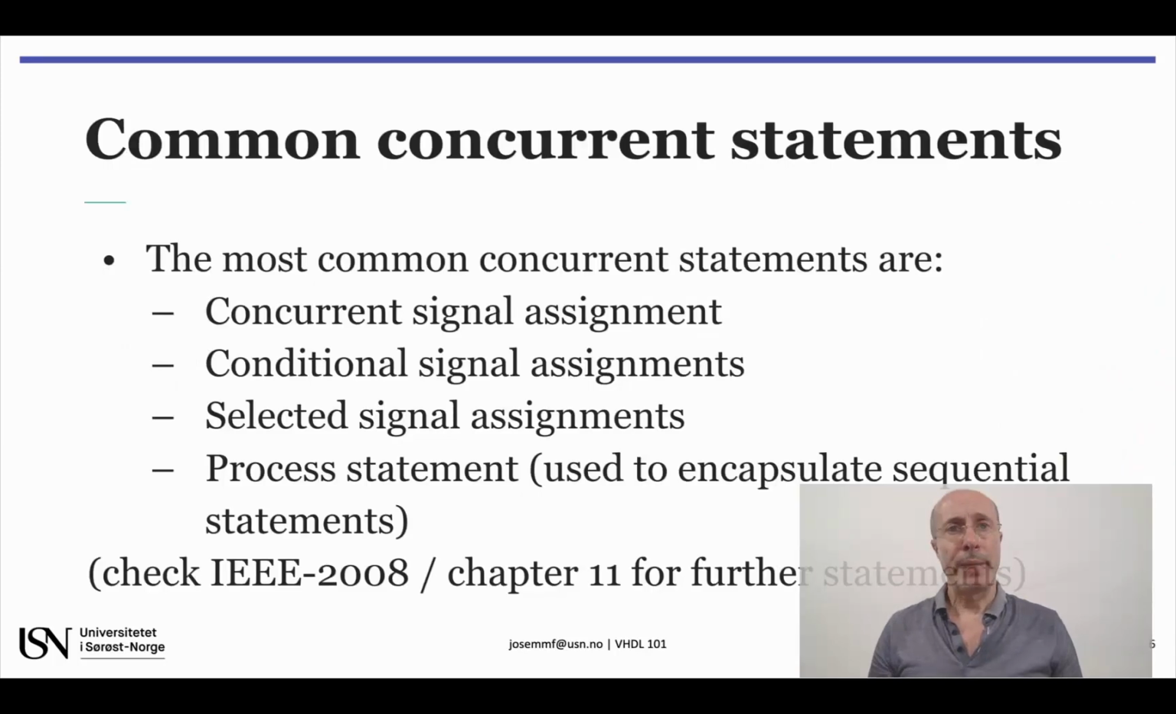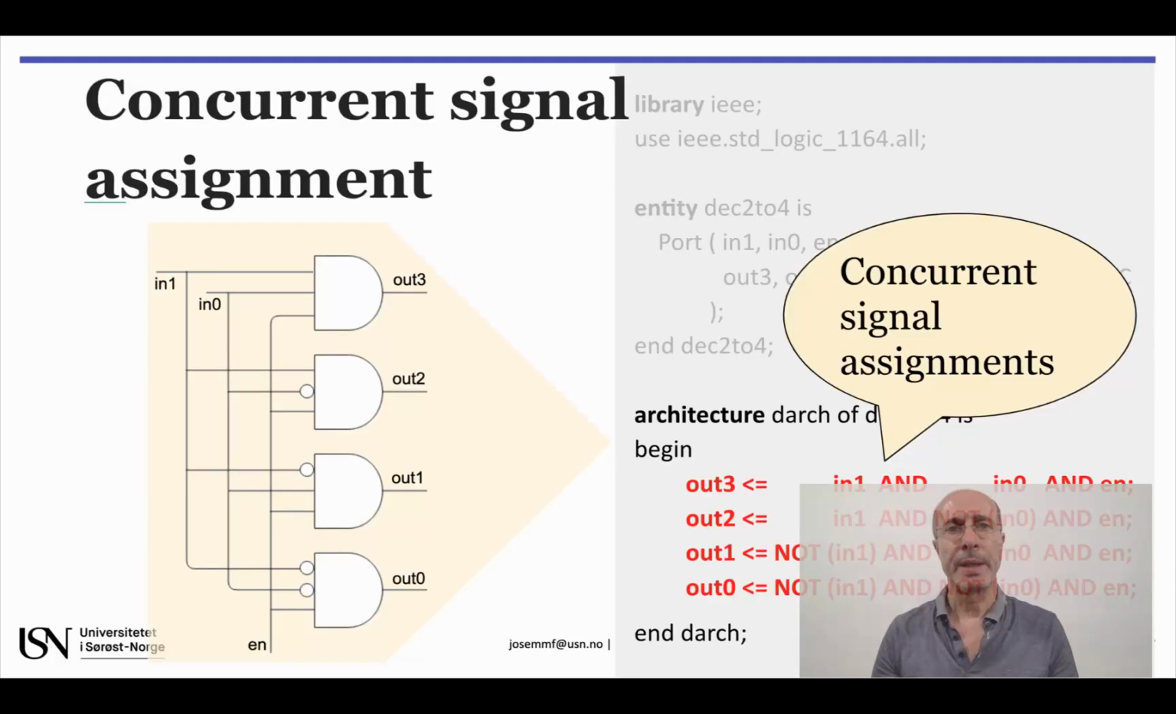There are four main concurrent statements that we will use extensively during this course: concurrent signal assignments, conditional and selected signal assignments, and the process statement that encapsulates the execution of sequential statements. Chapter 11 of the IEEE 2008 standard provides further details and describes additional concurrent statements, but for now it is sufficient to know those that will be presented here.